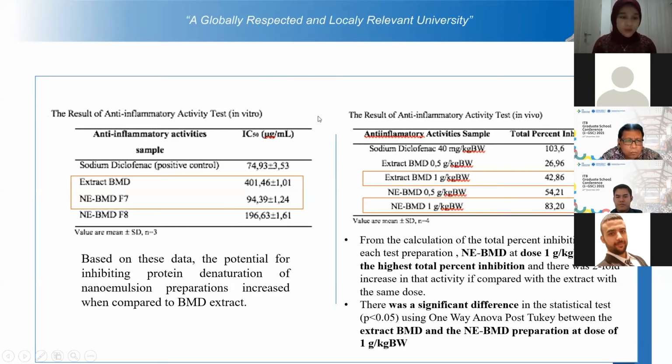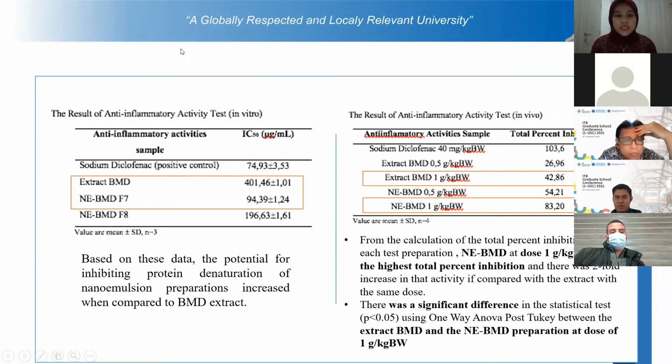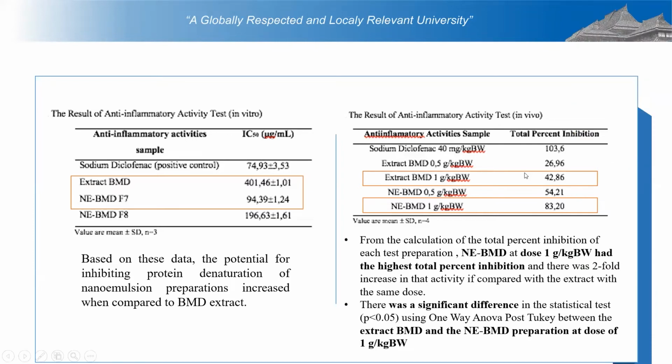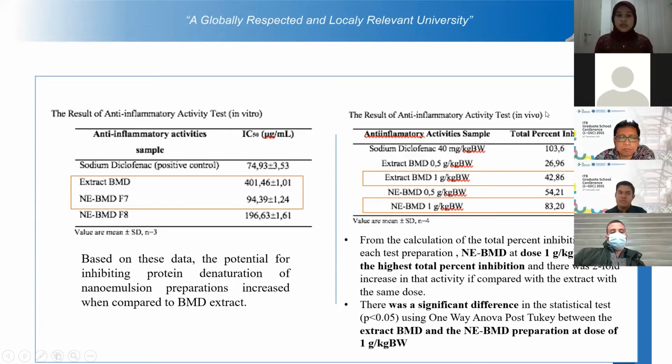For the anti-inflammatory activity test in vitro, there is a decrease of the IC50 value. After that, I continue the study with the in vivo test. From the data calculation of the total percent inhibition of each preparation, nanoemulsion BMD at a dose of 1 gram per kilogram body weight had the highest total percent inhibition, and there were significant differences in the statistical test compared with extract BMD at the same dose. Next.